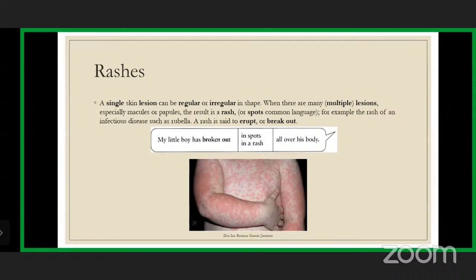Okay, thank you so much, Fernanda. So you can see the description is clear, regular or irregular, multiple or single, a rash, as we were talking about. The spot is the common way.